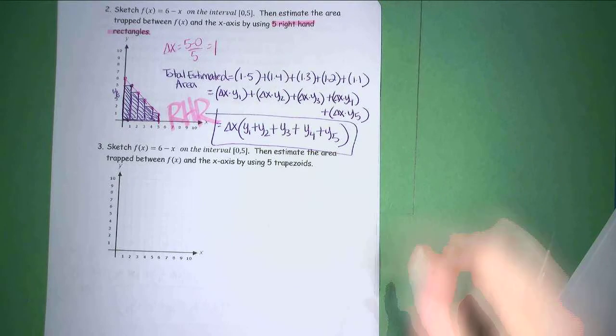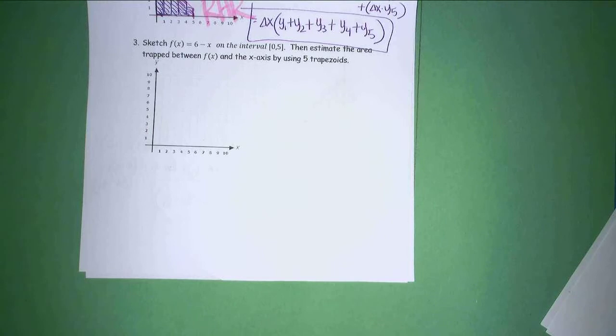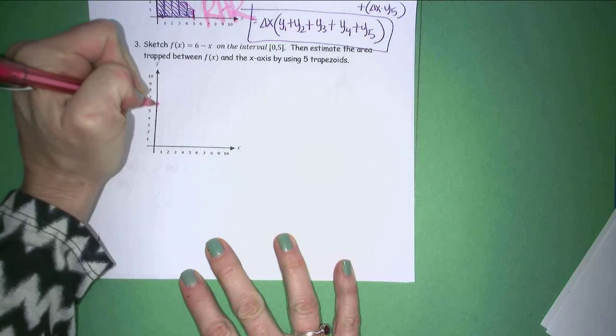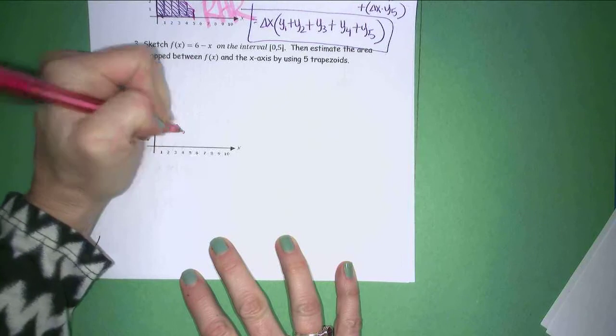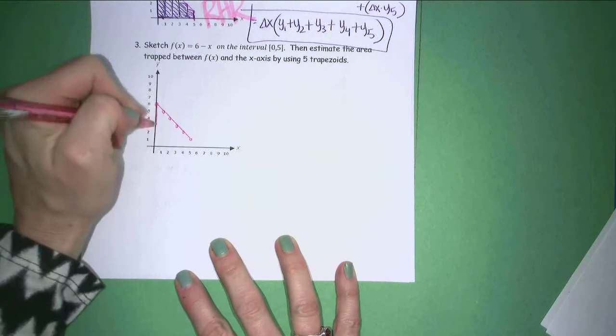Okay. Last piece for this first video is number 3. We're going to sketch it again. F of x equals 6 minus x on the interval from 0 to 5. So here we go, up to 6, decreasing by 1. And creating this guy right here.